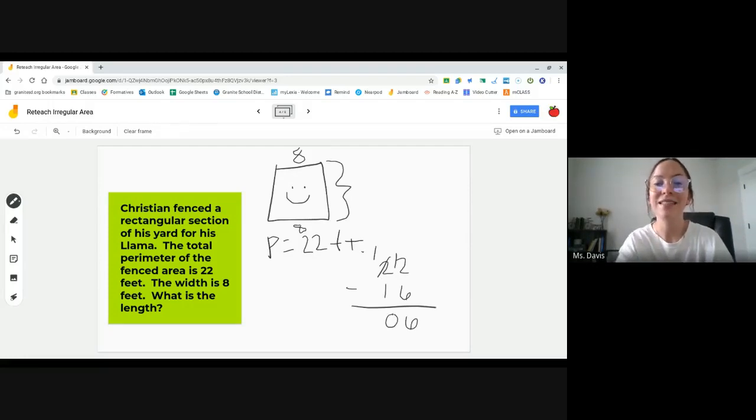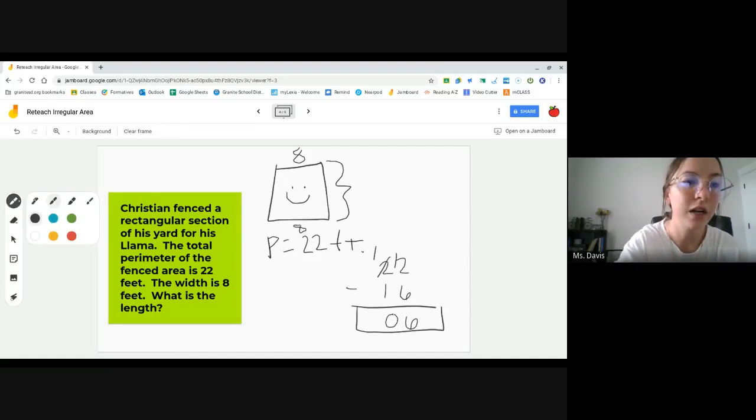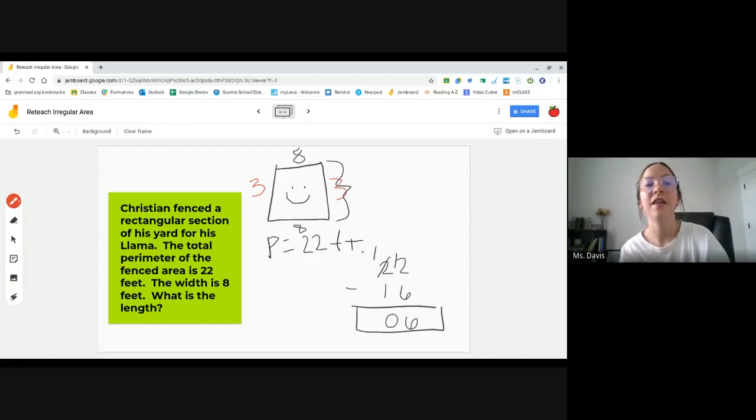So I have 6 left over that I'm going to divide up between this side and this side. If I put 6 here and 6 here, the perimeter would be bigger than 22. So I have to split the 6 in half. And 6 divided by 2, using our multiplication facts or division facts, is 3. So I'm going to use a different color, but I'm going to have a 3 on this side and a 3 on this side. And then I could add them all up just like you do to solve perimeter and check to make sure I get to 22.